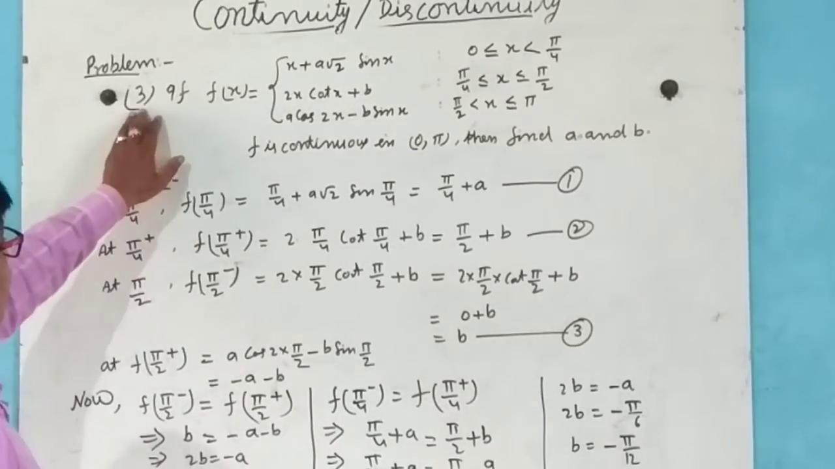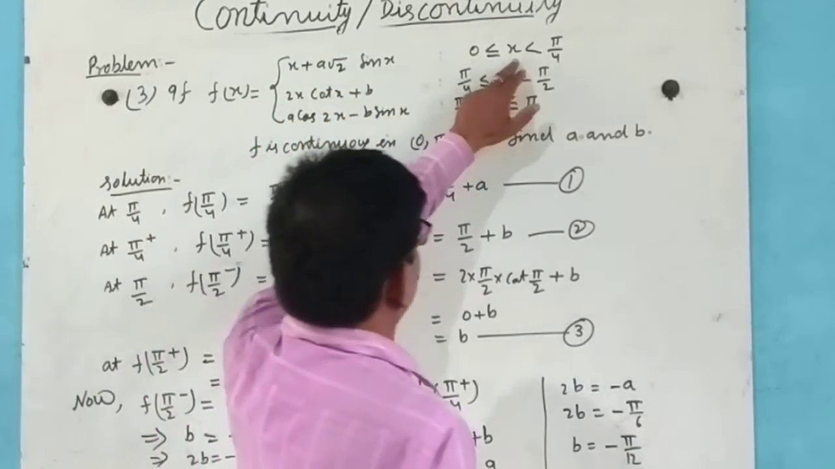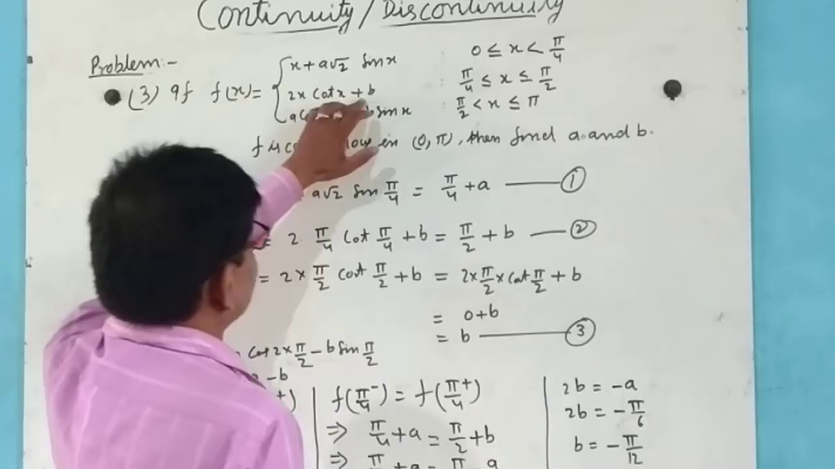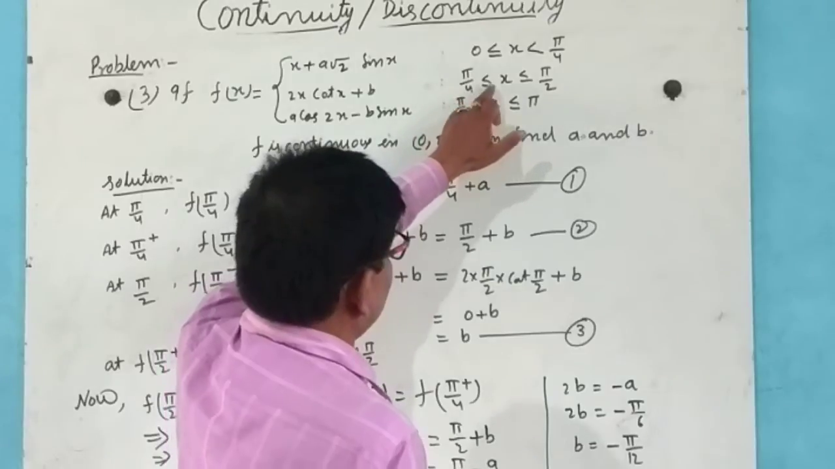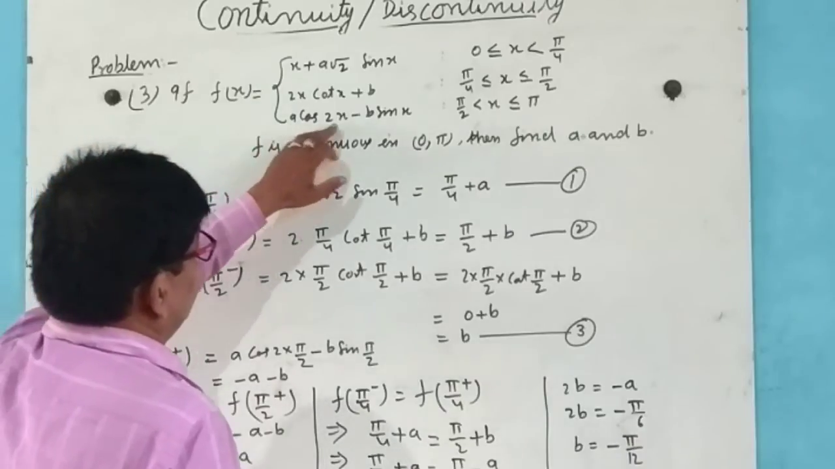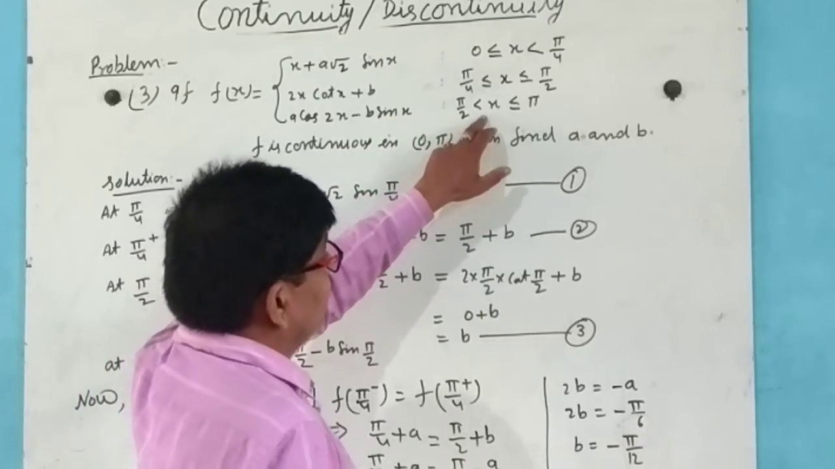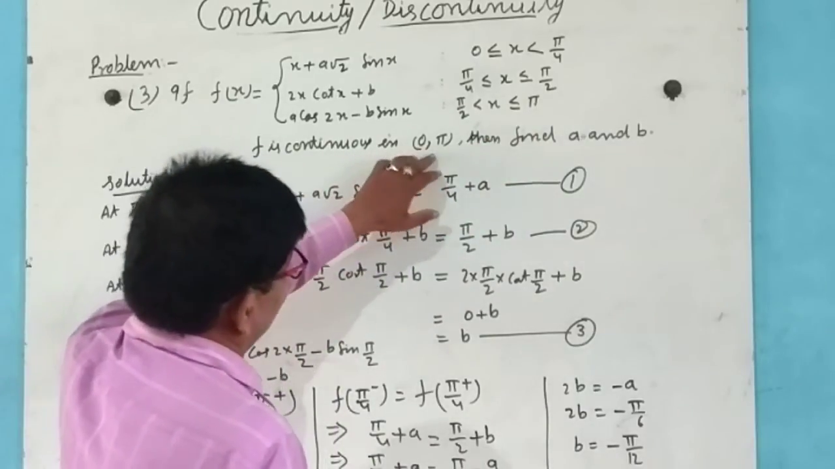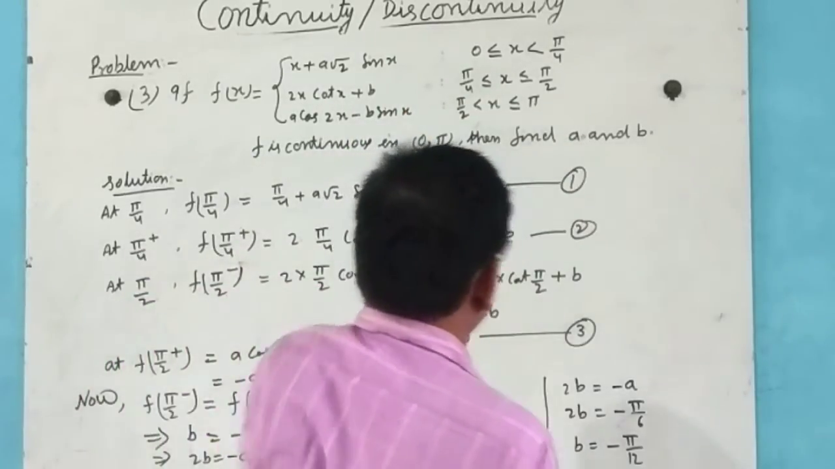Now, the third problem. f(x) is equal to x plus a root 2 sin x, where x varies from 0 to pi by 4. f(x) is equal to 2x cot x plus b, where x varies from pi by 4 less than or equal to x less than pi by 2, and f(x) is equal to a cos 2x minus b sin x, where x is greater than pi by 2 and less than or equal to pi. f is continuous on 0 to pi. Find the values of a and b.